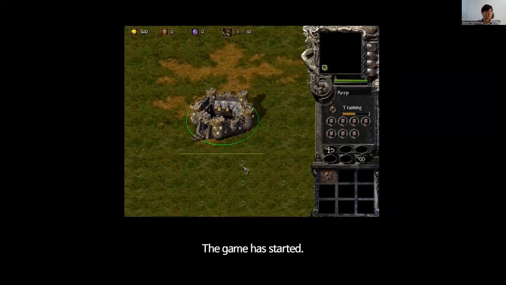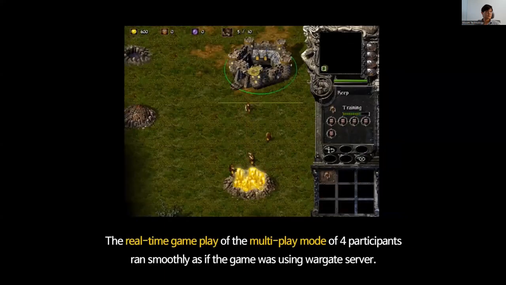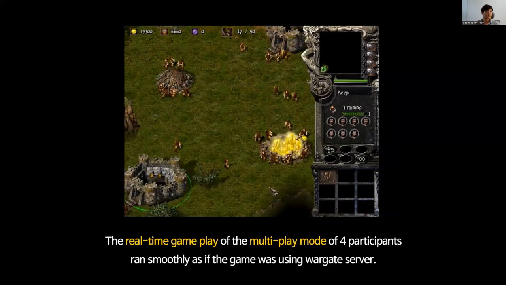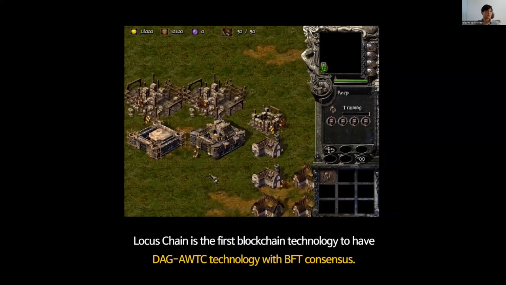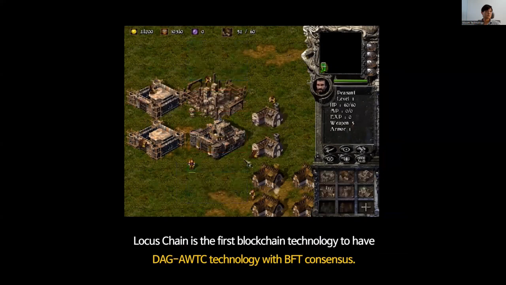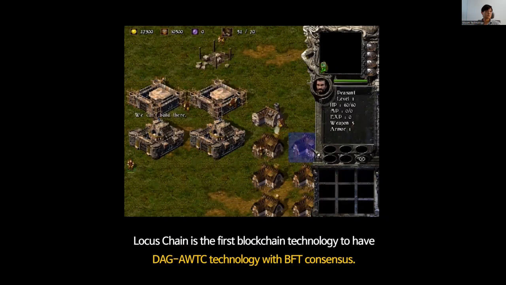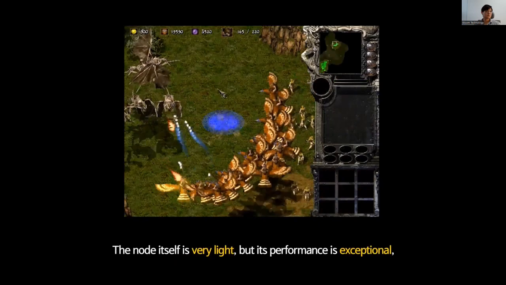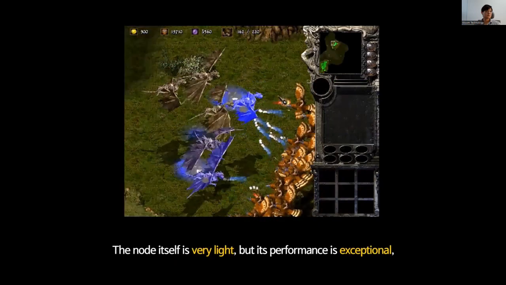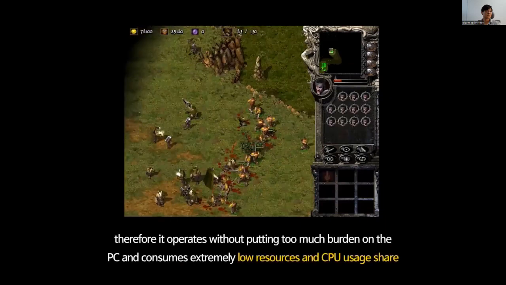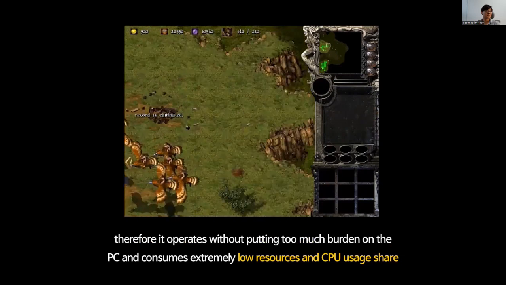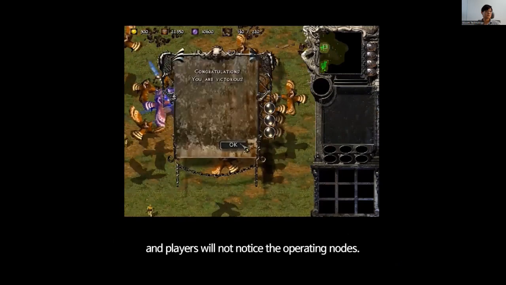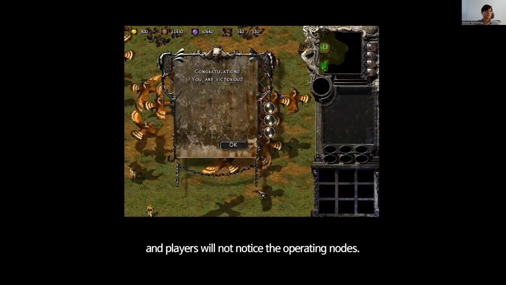The game has started. The real-time gameplay of the multiplayer modes for 4 participants runs smoothly as if the game was using Wargame server. Locus Chain is the first blockchain technology to have DAG-AWTC technology with BFT consensus. The node itself is very light, but its performance is exceptional. Therefore, it operates without putting too much burden on the PC and consumes extremely low resources and CPU usage here, and players will not notice the operating nodes.